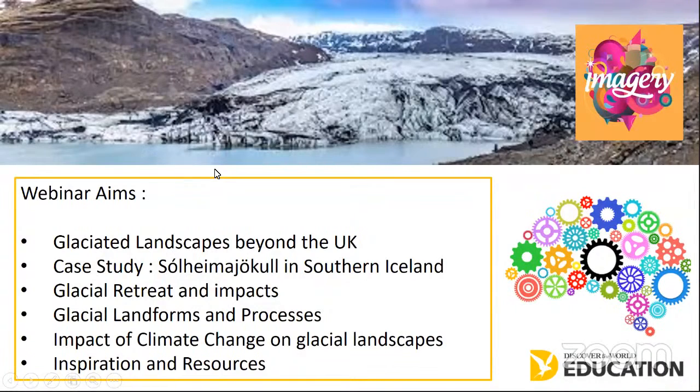So the aims, we're going to look at glaciated landscapes beyond the UK. The case study is Solheimajokull, which is in southern Iceland. We're going to look at the glacial retreat that has happened there, as well as the impacts. And in particular, we're going to look at the historic data leading to the rapid retreat of this glacier, particularly over the last sort of 15 to 30 years.